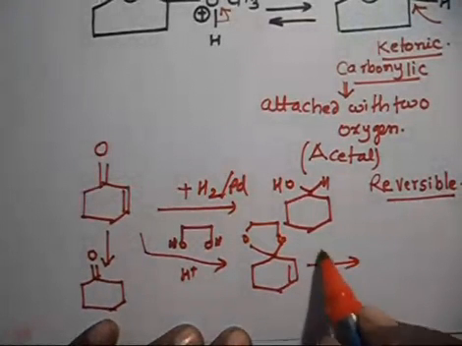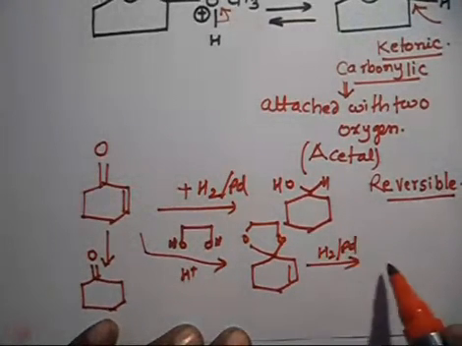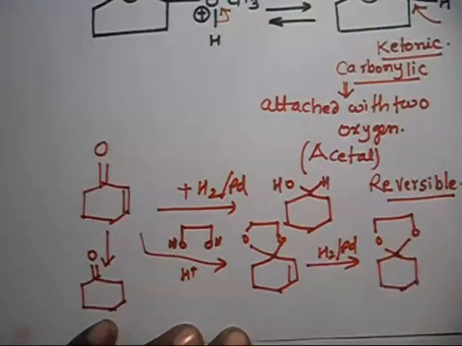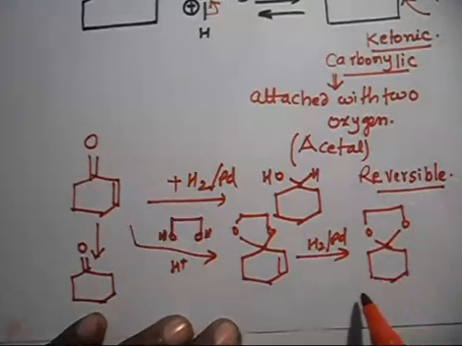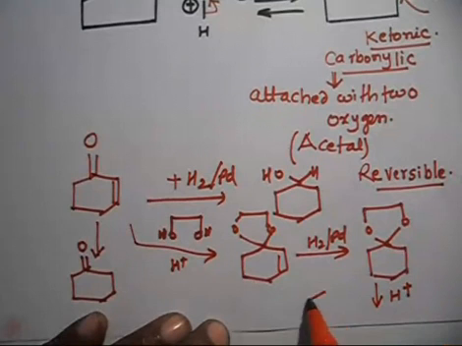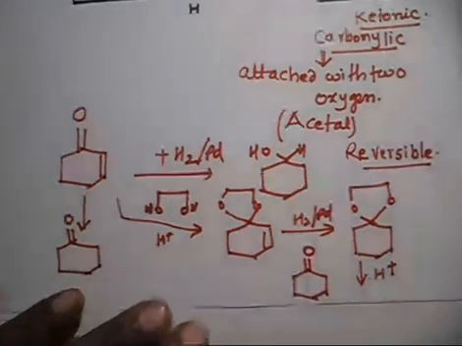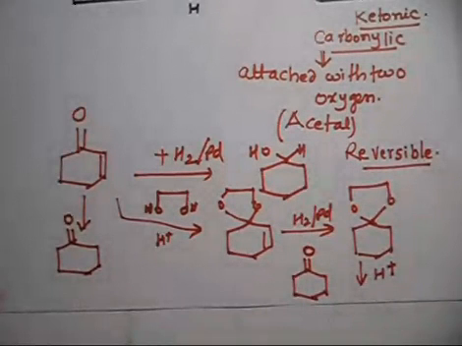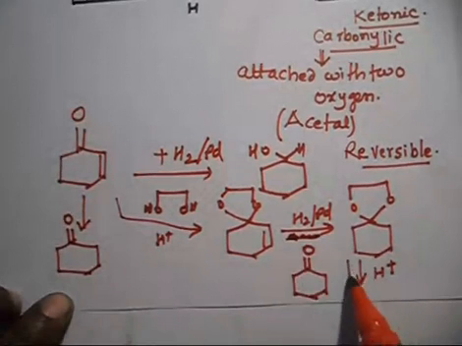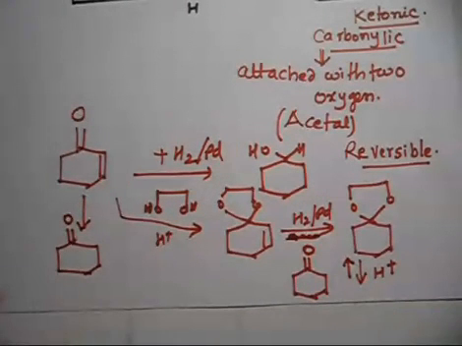Now if you do reduction with H2, Pd, I will be able to reduce the double bond, but this compound will not reduce, this is an acetal. Now acetals are reversible. Now treat with H plus. If you treat this compound with H plus, you will come back to the ketone. Are you getting or not? Because this step is reversible, you can always make an acetal and then hydrolyze it.